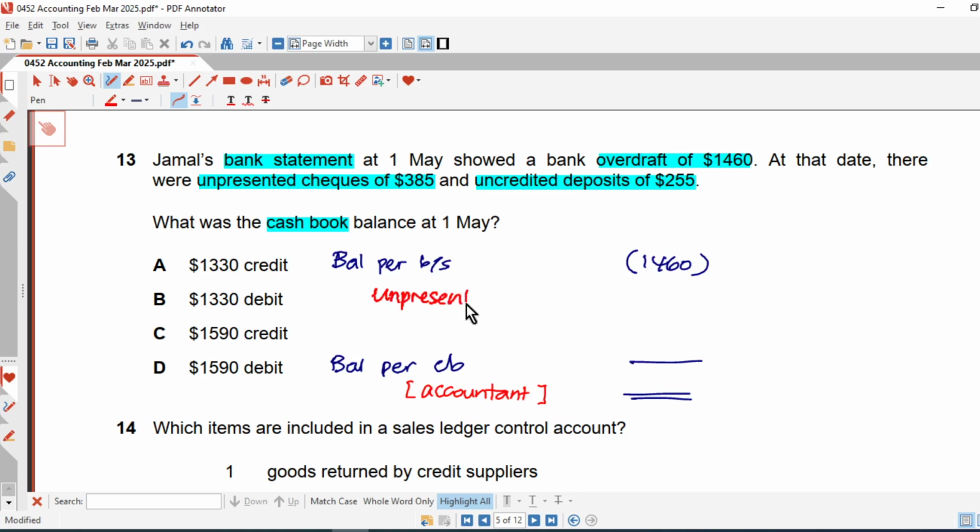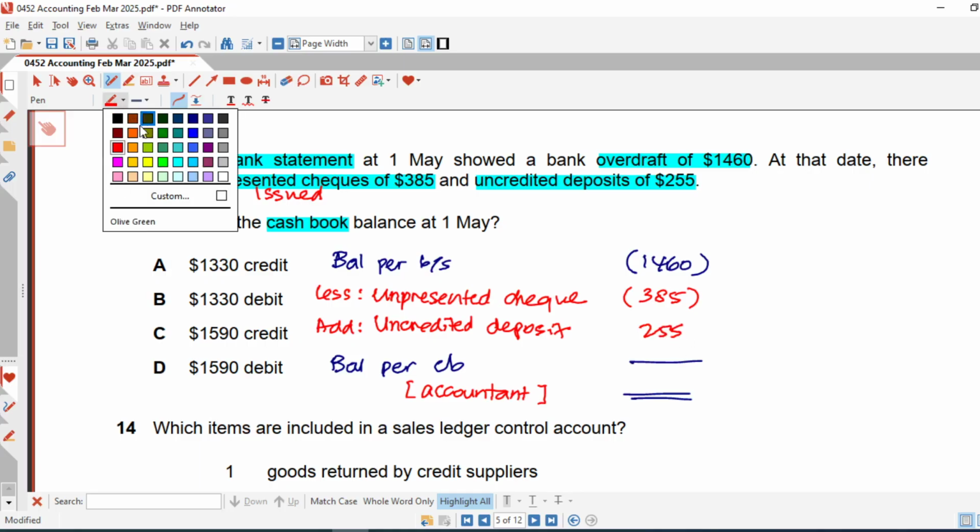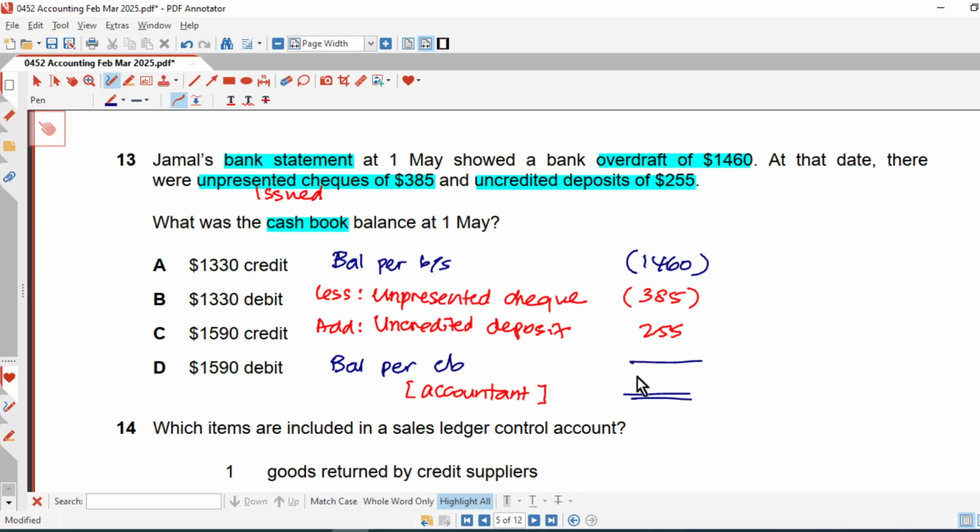Unpresented checks I have issued, but the bank has not cleared. So what the accountant will do is they will deduct unpresented checks the moment they're paid out. Uncredited deposits, probably I deposited a check or some cash, but the bank hasn't cleared it. Well, as an accountant, I will add it the moment that I've deposited, right? So remember, as an accountant, we will adjust for transactions straight away as they occur. So I will follow the point of view of the accountant, follow their footsteps, and I will end up with a figure of how much?